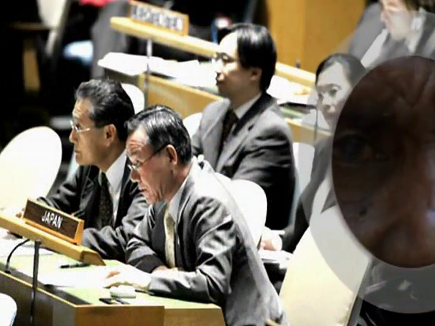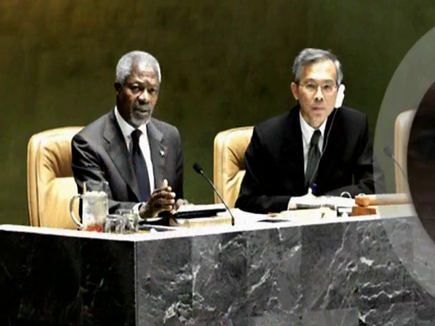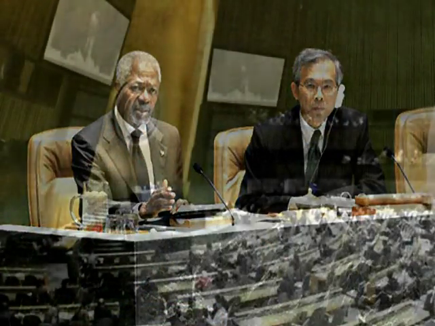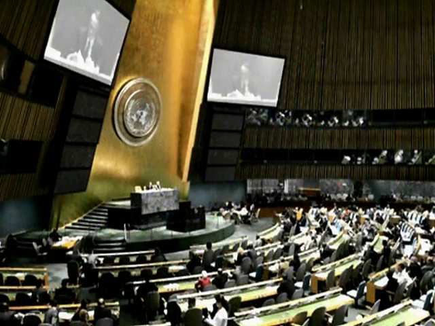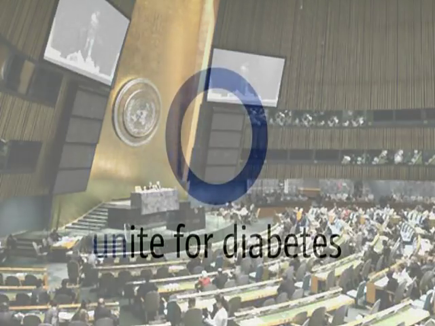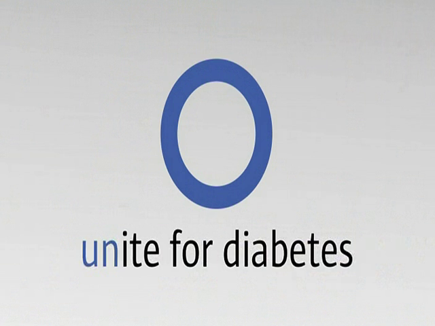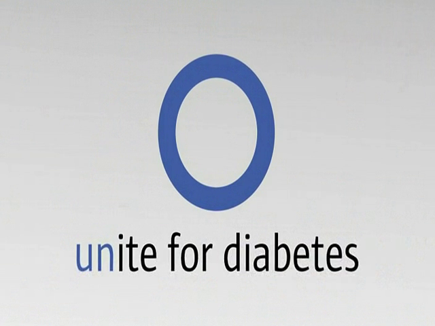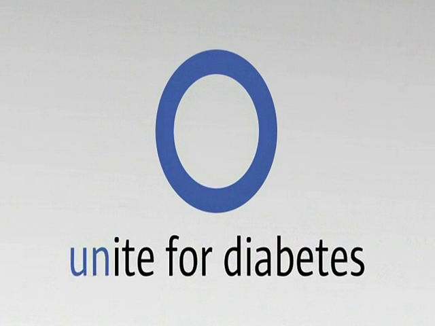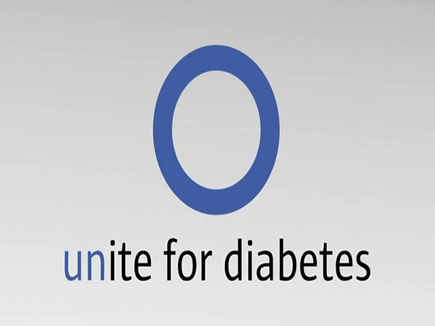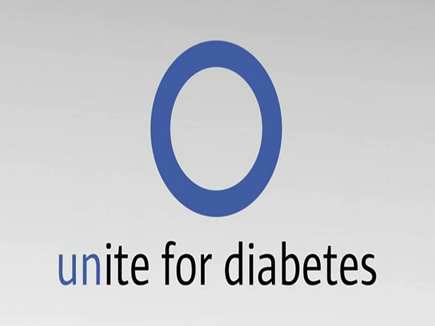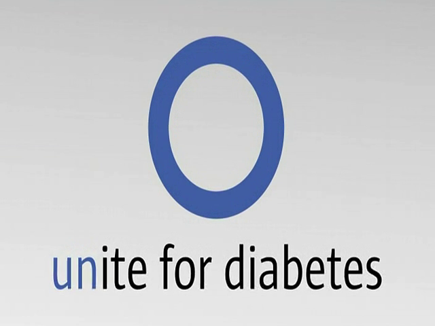The ambition is clear: to ask the United Nations to pass a resolution on diabetes before the 14th of November 2007, World Diabetes Day. The Unite for Diabetes campaign aims to gather support from governments for a United Nations resolution on diabetes in order to raise awareness of the disease, improve diabetes care, and encourage action to prevent diabetes.